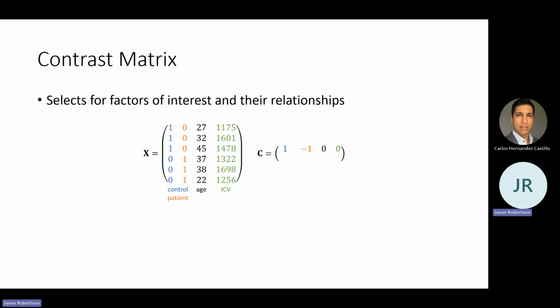With the contrast matrix, what I'm saying is, I want to see where the controls have a higher measured value. In the case of what I'm doing, it's volume in a voxel, where the controls have a greater value than the patients. And then conversely, with this second line, where do the patients have a greater value than the controls?